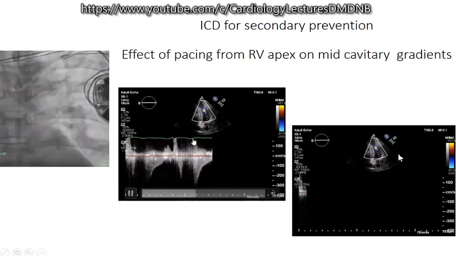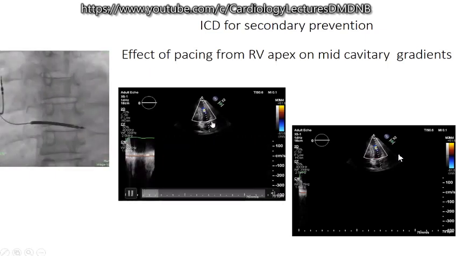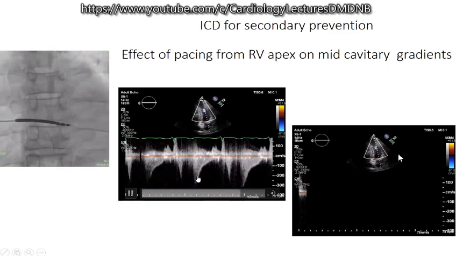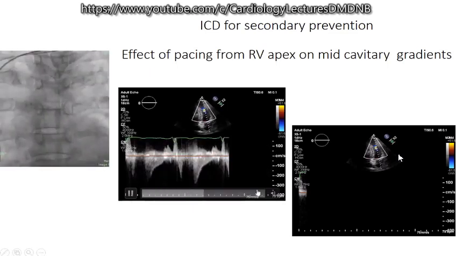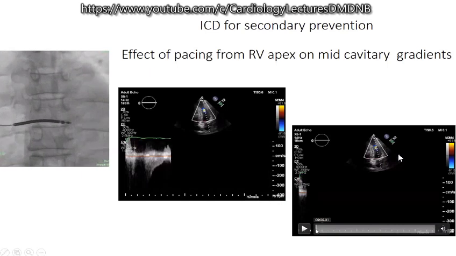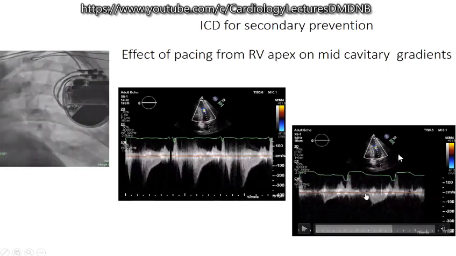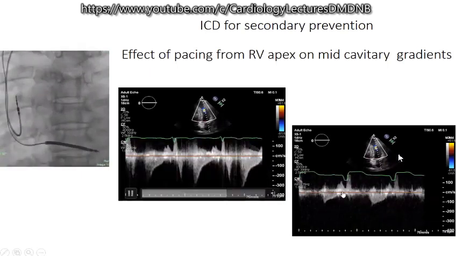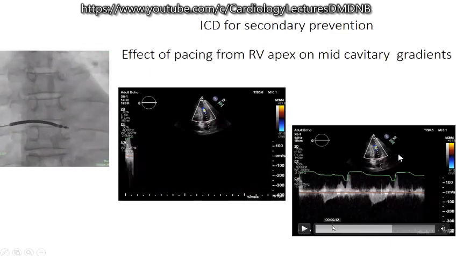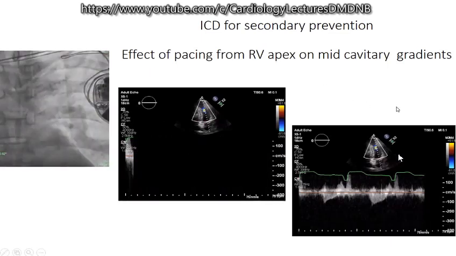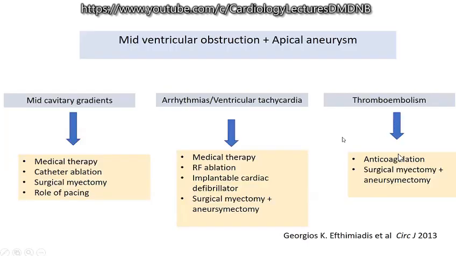So this cartoon, the continuous wave Doppler in the middle frame, shows without pacing that there is a significant gradient in the midventricular cavity. And the one on the right shows that there is a complete abolition of gradients when we are able to pace from the ICD lead. So pacing again abolishes the mid-cavitary gradients in this patient. For the mid-cavitary gradients, we started beta blocker therapy as well as disopyramide, and pacing has also been offered. So these two things take care of the mid-cavitary gradients.